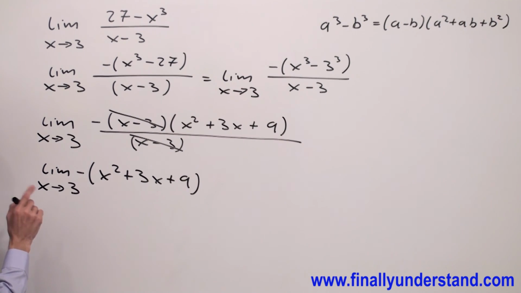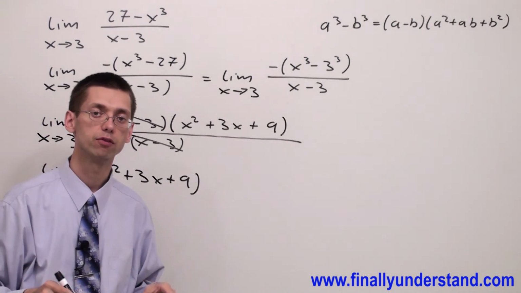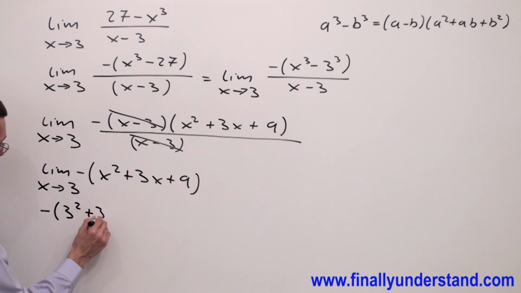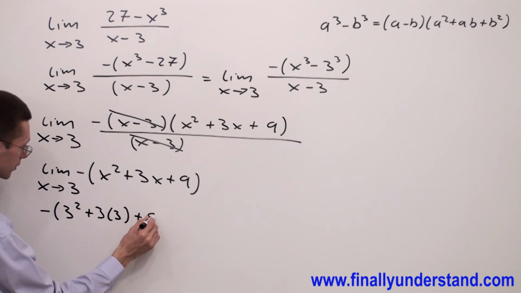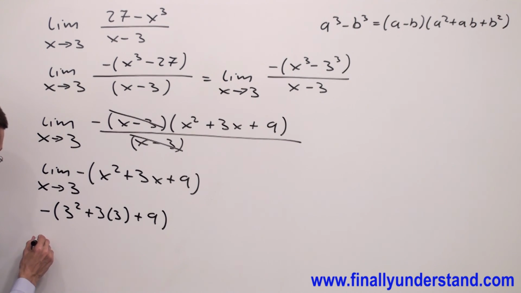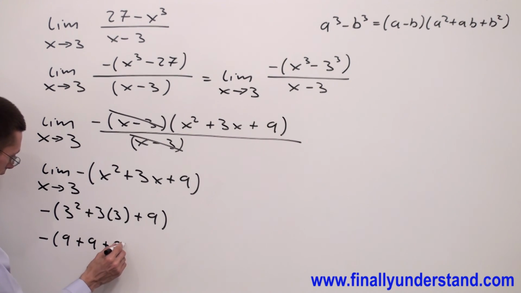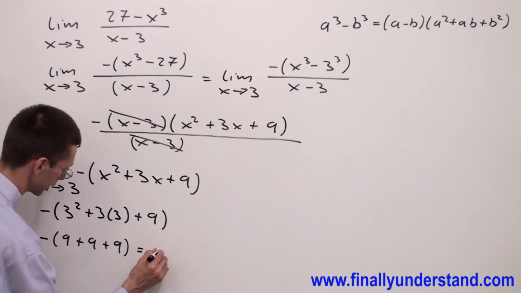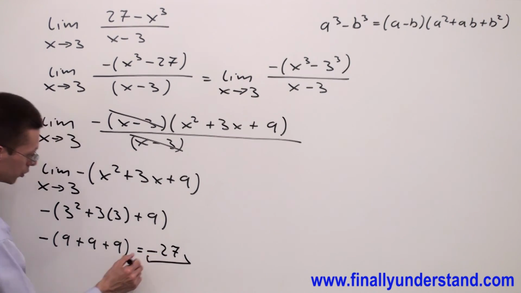I have limit of the polynomial. Anytime I have limit of the polynomial, I simply replace every single x by the value which x is approaching. In this case, I have 3. I have negative 3 to the second power plus 3 times 3 plus 9. I have negative 9 plus 9 plus 9. 9 plus 9 plus 9 is 27. Negative, so the answer is negative 27. This is the solution to my problem.